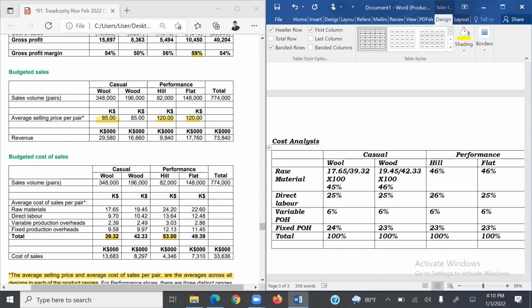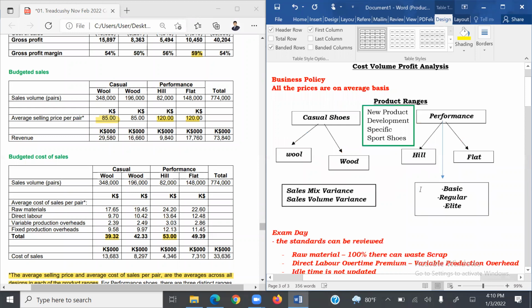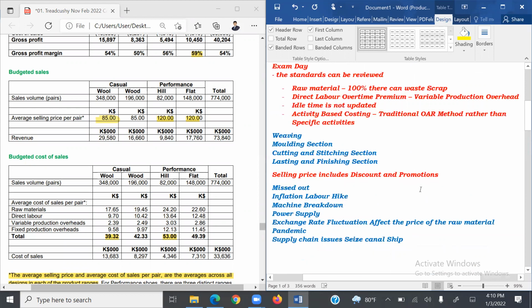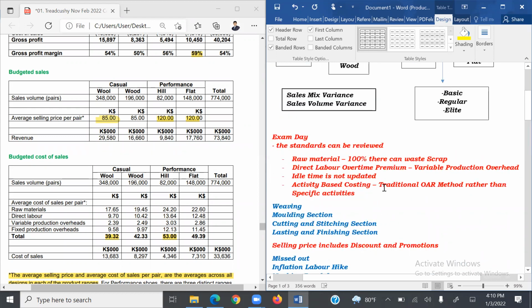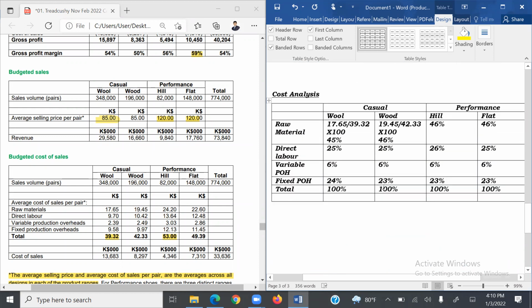So thank you very much, students. Now I have a question for the entire class. If you observe this analysis, I can come back here for the policies. Can you remember the policies? It was clearly mentioned that they use the traditional OAR method. So they are just taking it on a common basis. That is the reason the variable production overhead looks the same, the raw material almost the same, the direct labor almost the same, the fixed production almost the same. So students, they are not doing ABC. You get what I'm saying?